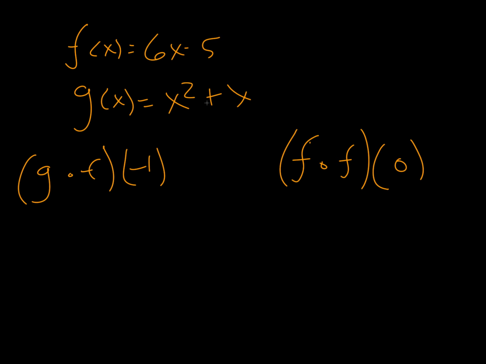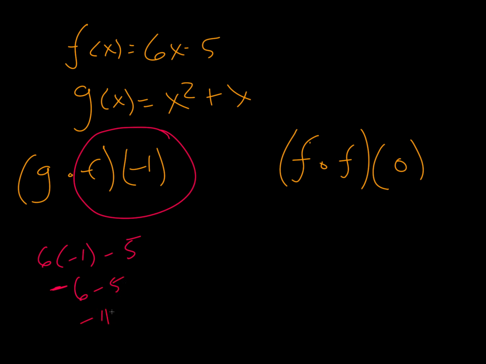Okay, this works about the same. First we're going to find f of negative 1. So we're going to write down f, get 6, negative 1, negative 5. And so we get negative 6 minus 5, which is negative 11. Okay, that's what this thing equals.